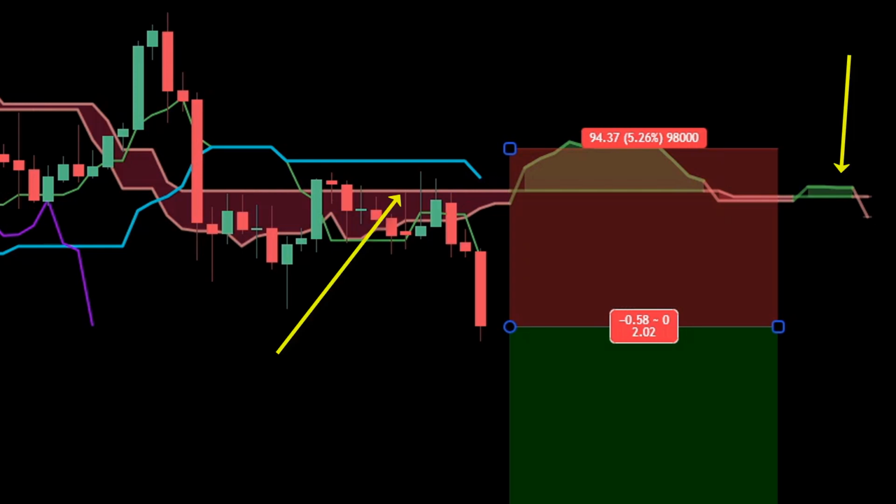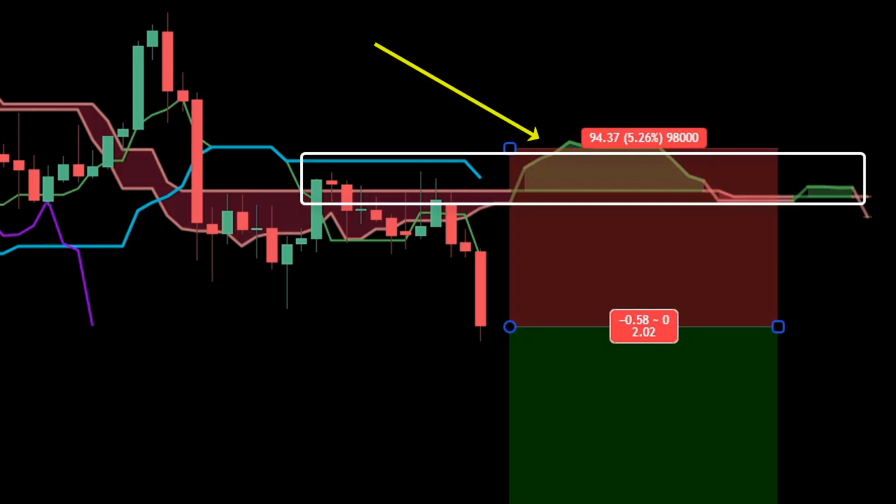Notice the flat areas on the top of the cloud and 26 period average. The longer the flat period, the more resistance it may provide on a retracement. We can set our stop loss just above both in this case.